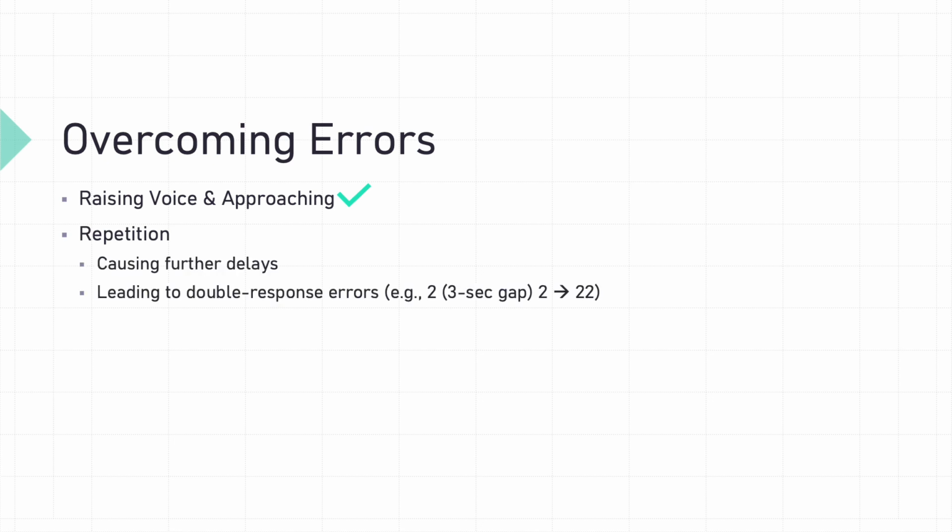The first is that if the user repeats the answer due to silence from the speaker, the speaker will constantly receive new information and send that to the cloud. In the end, the speaker will have more delays waiting for the information from the cloud. Also, repetition can cause double response errors.